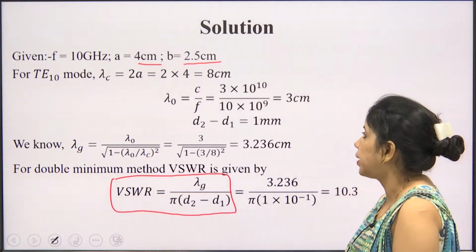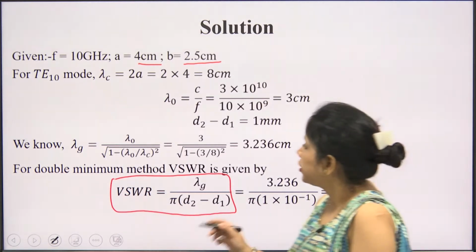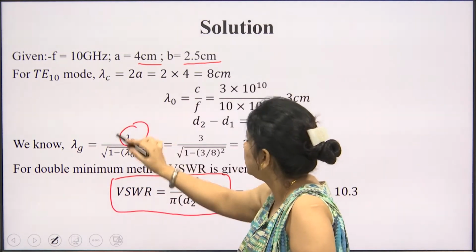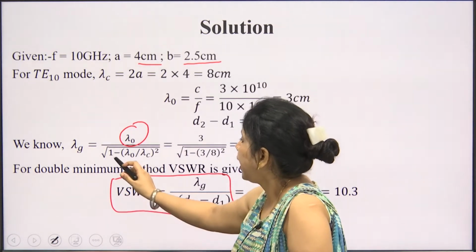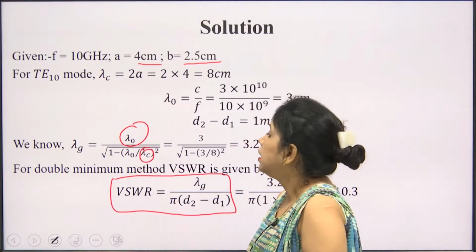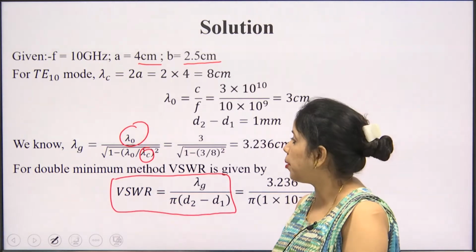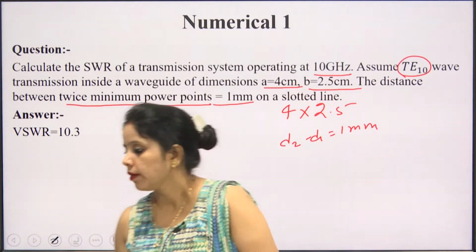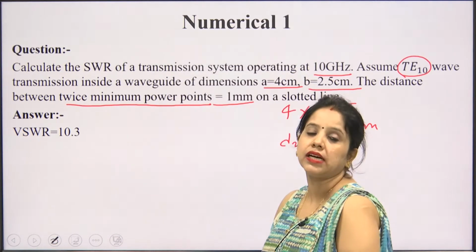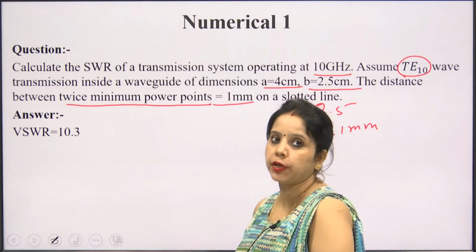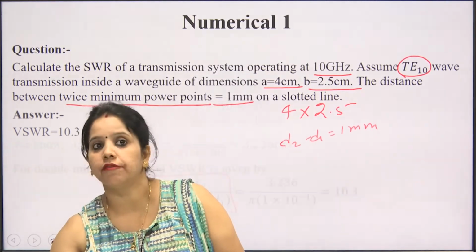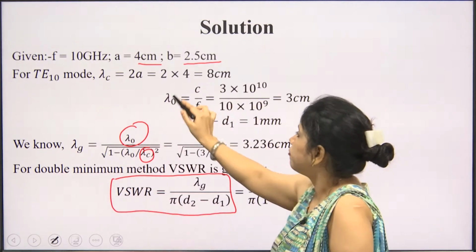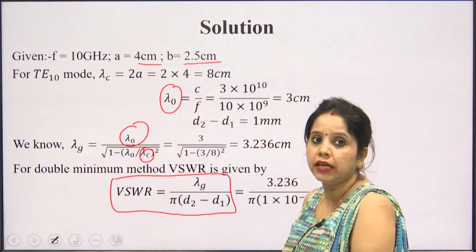So, we are now going to calculate the lambda g. For calculating the lambda g, what do we have to know? We have to know lambda naught and lambda c. Lambda naught is basically our operating wavelength, and the operating frequency is given to you. What is the operating frequency? 10 gigahertz. If you have the frequency, we can easily find the wavelength. So, what will be the expression of wavelength in that case? C by f. This will give you the operating wavelength.